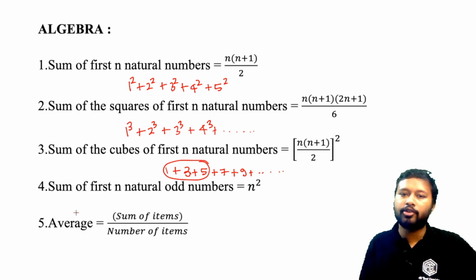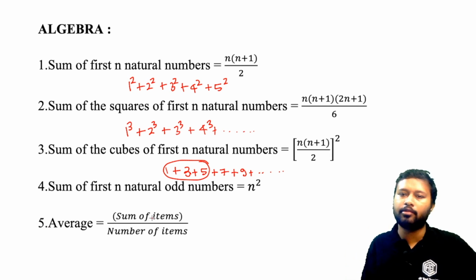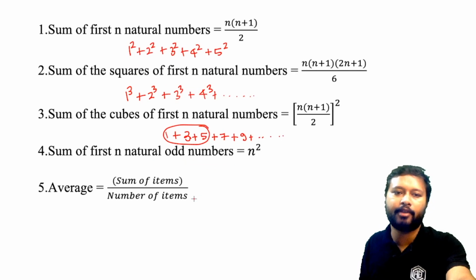Okay, the average of any number or any items or any property or anything which is given is simply the sum of those items divided by the number of items. So if there are 5 numbers and you have to take their average, add them and divide by 5. Okay, so that's how we find the average.